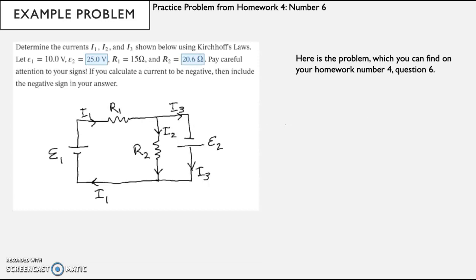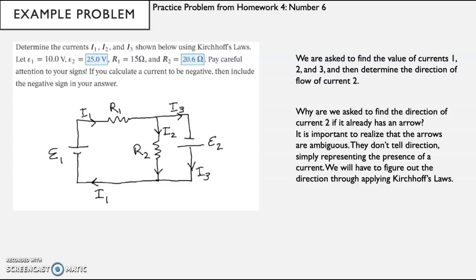So here is the problem, which we can find in our physics homework number 4, question number 6. We are asked to find the values of currents 1, 2, and 3, and then to determine the direction of the flow of current 2. Why are we asked to find the direction of current 2 if it already has an arrow? It's important to realize that the arrows that we write are ambiguous. They don't tell direction and simply represent the presence of a current. We'll have to figure out the direction through applying Kirchhoff's laws.